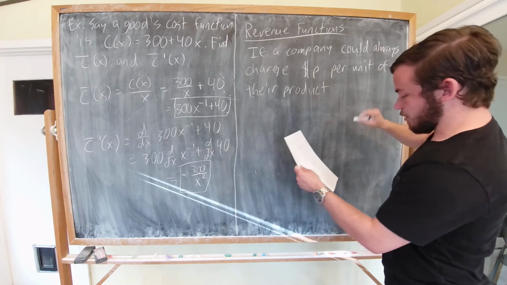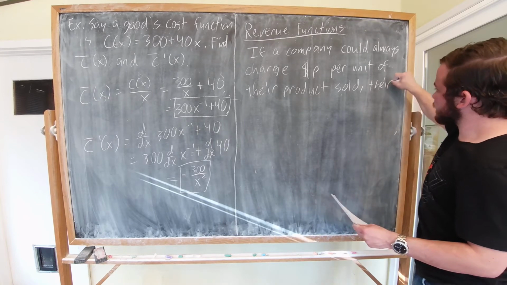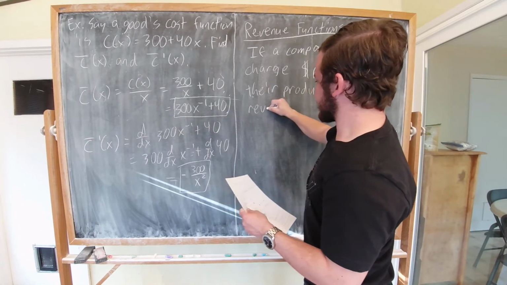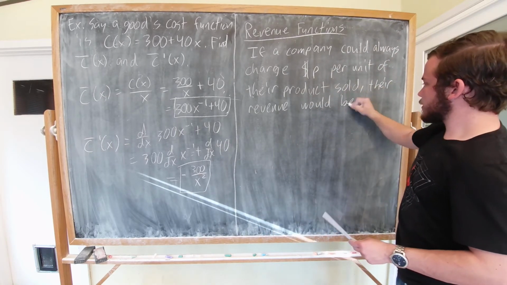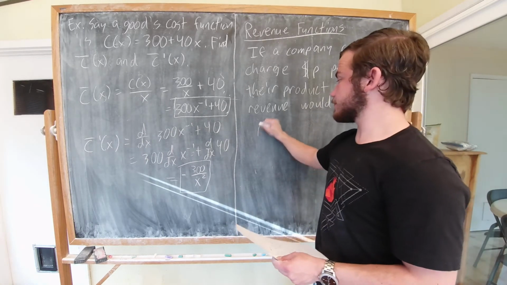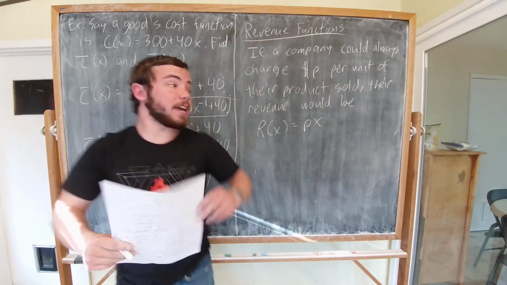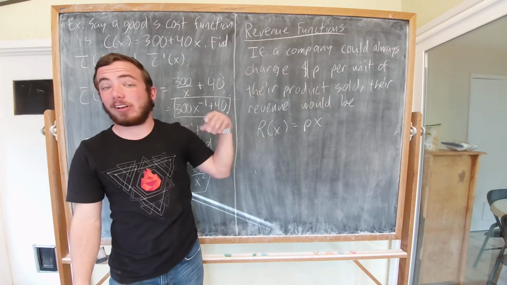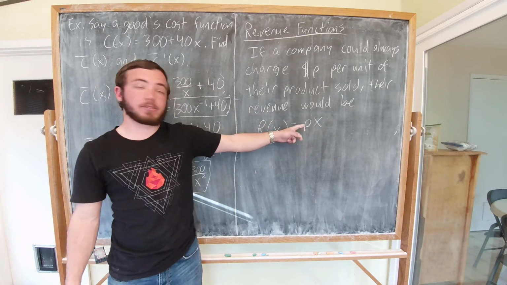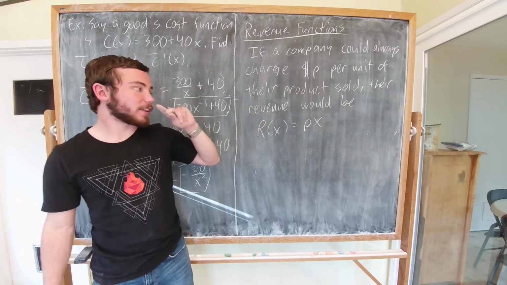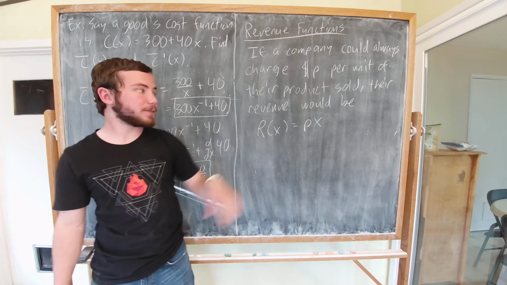Then the amount of money they generate, their revenue, would be given by the function R of x equals p times x. If I'm charging the same amount per good and I sell x goods, how much did I make? Well, I made the amount I sold times how much I make off each sale.